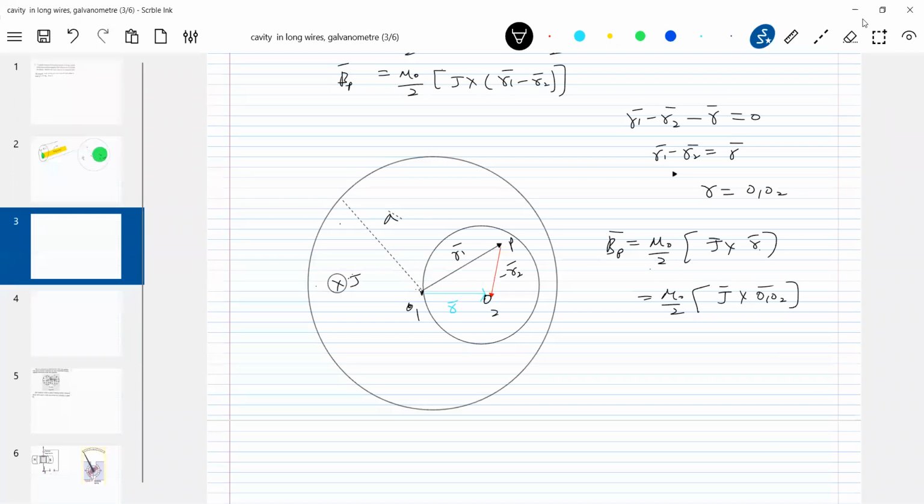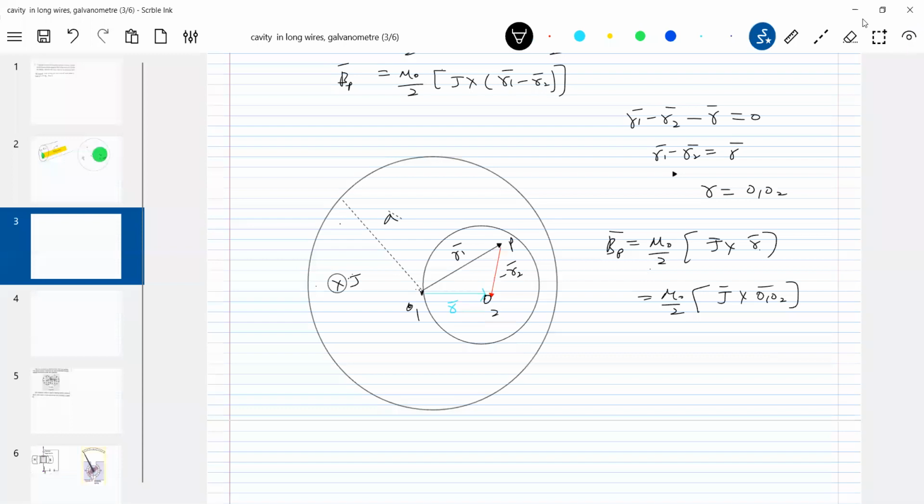So will it be constant everywhere? You move the point wherever you want, you shift this point wherever you want. The resultant of R1 bar minus R2 bar should be equal to R bar only. I'm going to shift the point here. In that case, will it be uniform? Yes, it will be uniform.